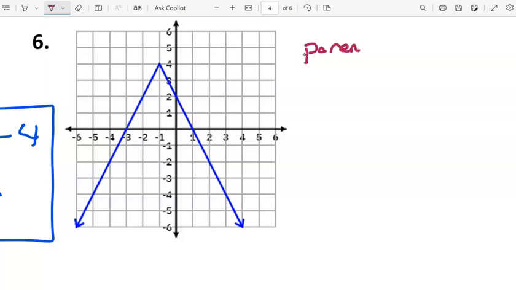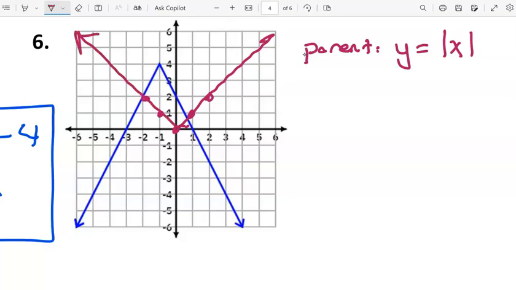In number 6, the parent is y is equal to the absolute value of x. Y is equal to the absolute value of x is that V shape with the vertex at the origin. And so what we can see here is that we have a reflection, we have a stretch, because this graph is twice as steep. If we look at the slopes, the parent function has a slope of 1 on the right side, and this function has a slope of -2 on the right side.